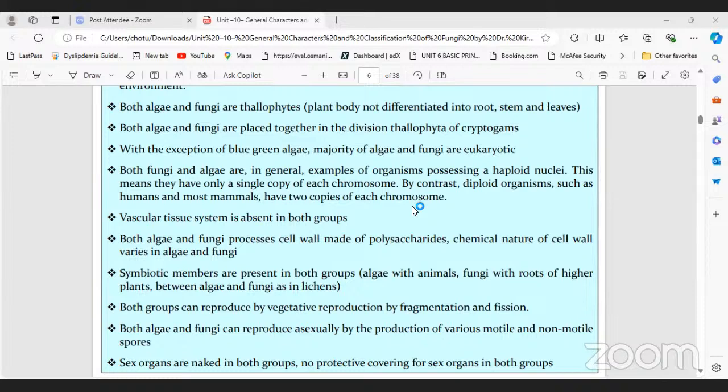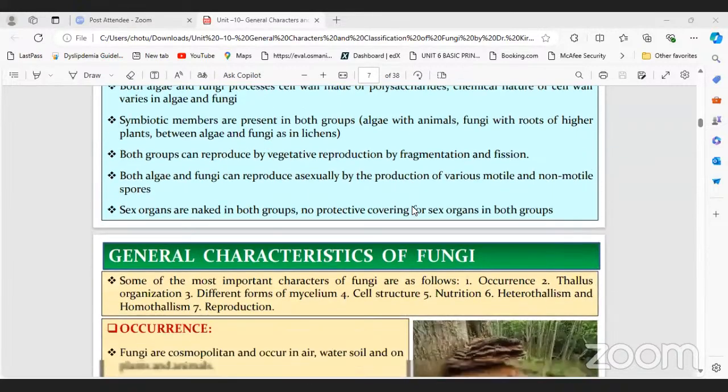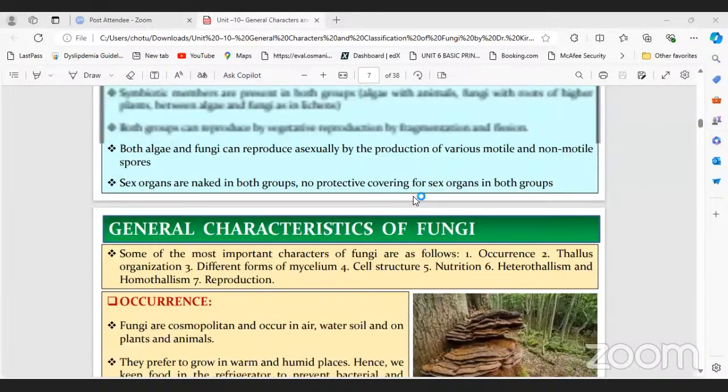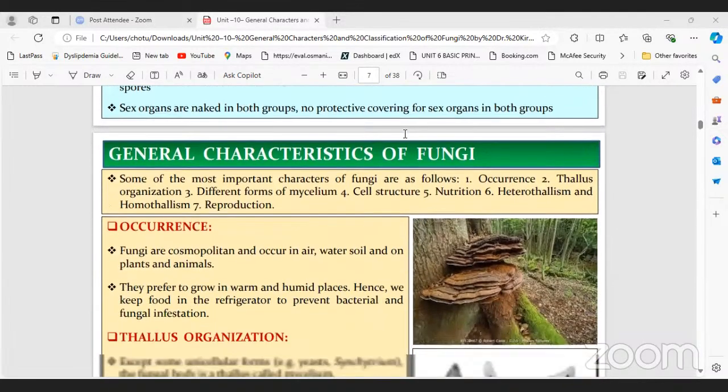Next, sex organs are naked in both groups, with no protective covering in both algae and fungi. These are the similar characters. Before I explain the differences, this characteristic is the most important one.